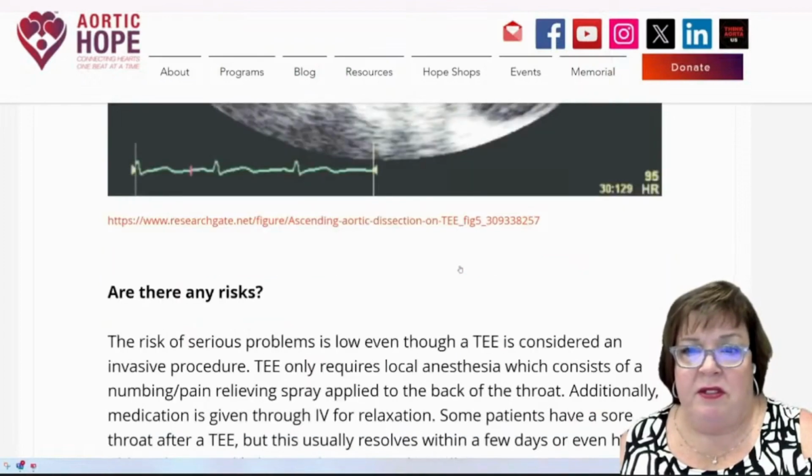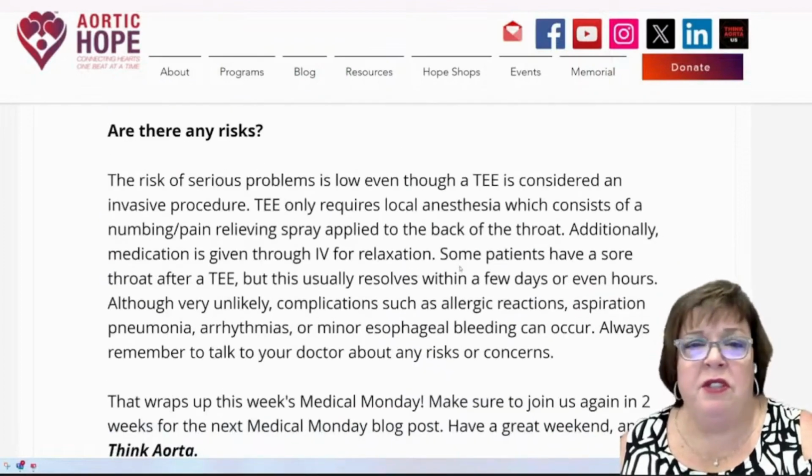Are there any risks? The risk of serious problems is low, even though a TEE is considered an invasive procedure. TEE only requires local anesthesia, which consists of a numbing, pain relieving spray applied to the back of the throat. Additionally, medication is given through IV for relaxation. Some patients have a sore throat after a TEE, but this usually resolves within a few days or even hours.